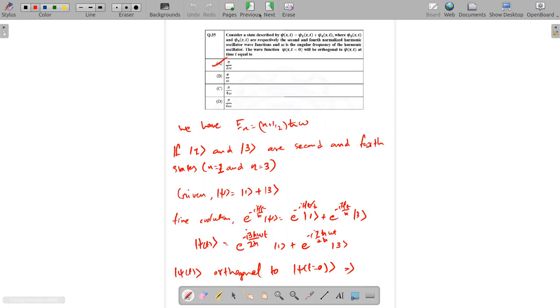Next. This is a question from quantum mechanics. Consider a state described by psi of x,t, psi 2 of x,t, and psi 4 of x,t, where psi 2 and psi 4 are respectively the second and fourth normalized harmonic oscillator wave functions, and omega is the angular frequency of the harmonic oscillator. The wave function psi of x,t at time equals 0 will be orthogonal to psi of x,t at what time? That's the question. So you have the initial state psi of x,0.